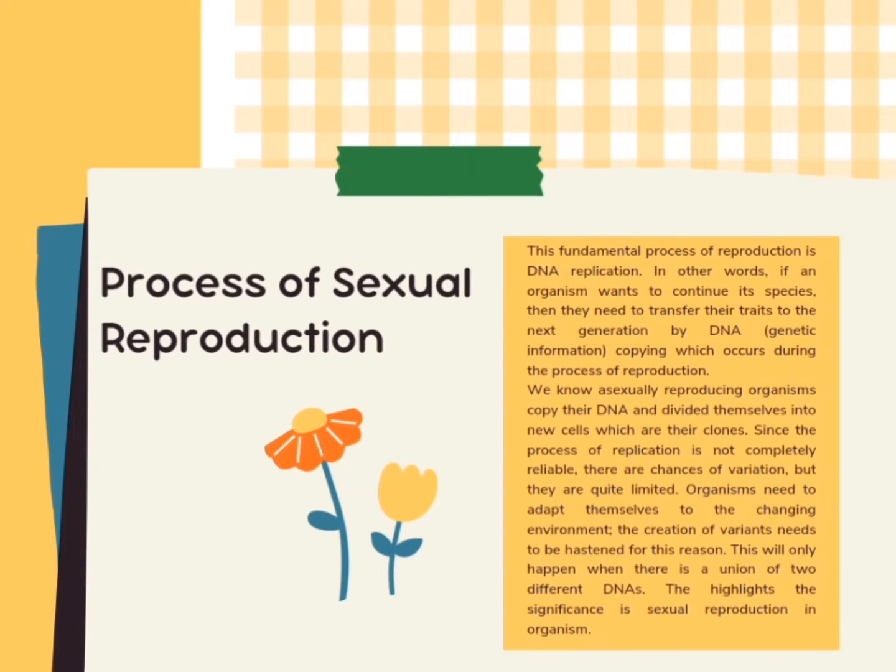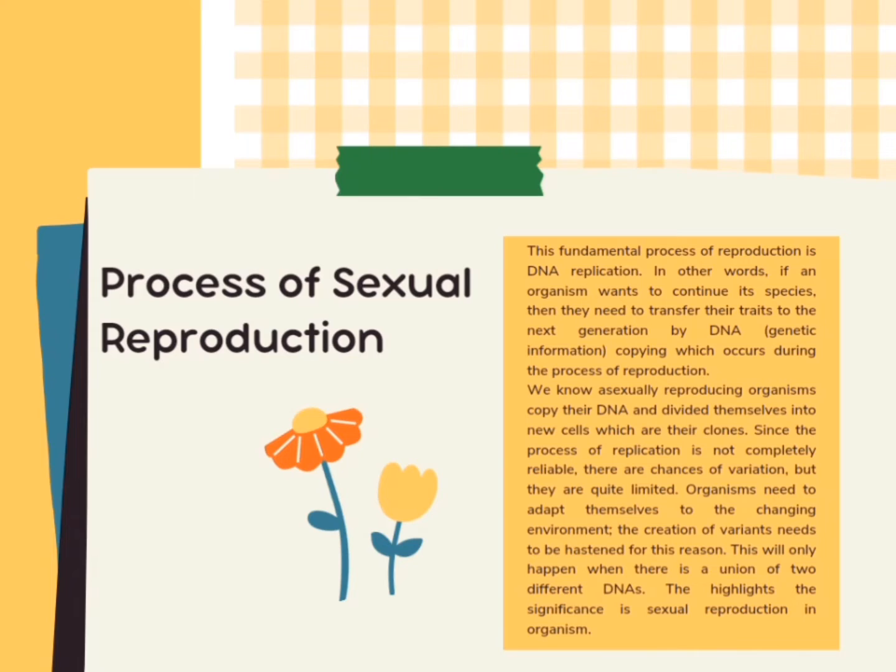Process of sexual reproduction. The fundamental process of reproduction is DNA replication. In other words, if an organism wants to continue its species, then it needs to transfer its traits to the next generation by DNA copying, which occurs during reproduction. We know asexually reproducing organisms copy their DNA and divide themselves into new cells, which are their clones. Since the process of replication is not completely reliable, there are chances of variation, but they are quite limited.